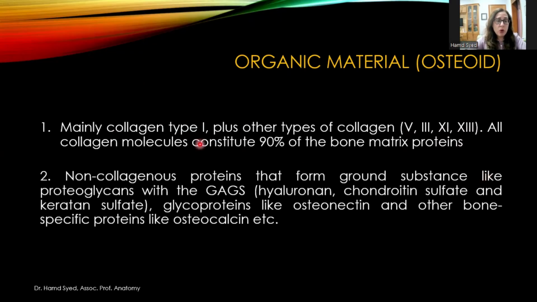But there are also some non-collagenous proteins that form the ground substance in bone, like proteoglycans with the glycosaminoglycans, like hyaluronan, chondroitin sulfate, and keratan sulfate. Glycoproteins like osteonectin and other bone-specific proteins like osteocalcin.